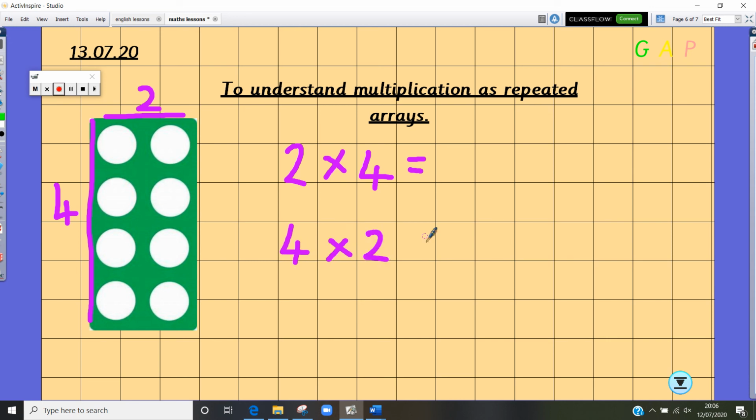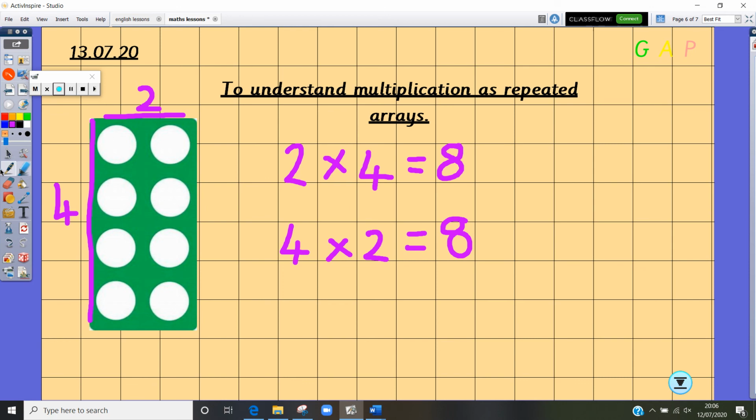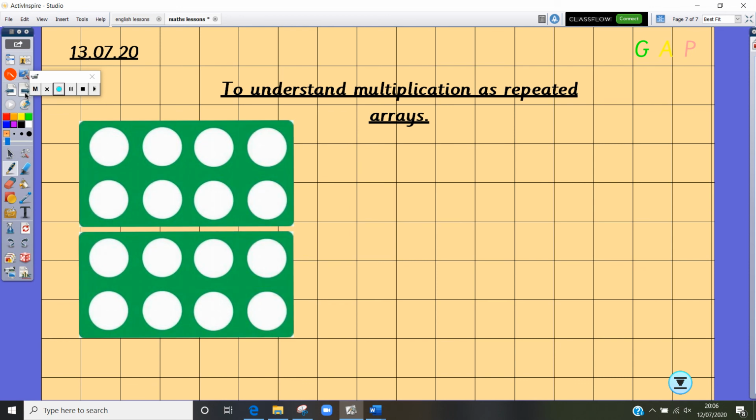Okay, now the biggest thing here is we need to work out the answer. So I've got 2, 4, 6, 8. So 2 groups of 4, or 4 groups of 2, I've got 8. And if I was to count it the other way, 4, 8, if I'm counting in my 4 times table. So well done if you managed to get 8 for your calculation there. Okay, final one. So pause the video now and have a go at this, and then come back and see if you've got it right.